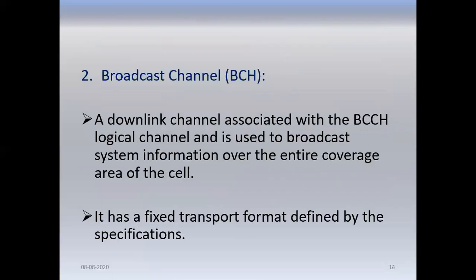Then we have the broadcast channels. As the name indicates, it is a downlink channel. As we know, broadcast can be done from the network side to the user side, so it's a one-way communication. The downlink channel is associated with the BCCH logical channel and is used to broadcast system information for the entire coverage area of the cell. So it includes cell information and other information of that particular geographical area covered by that cell. It has a fixed transport format defined by the specifications.